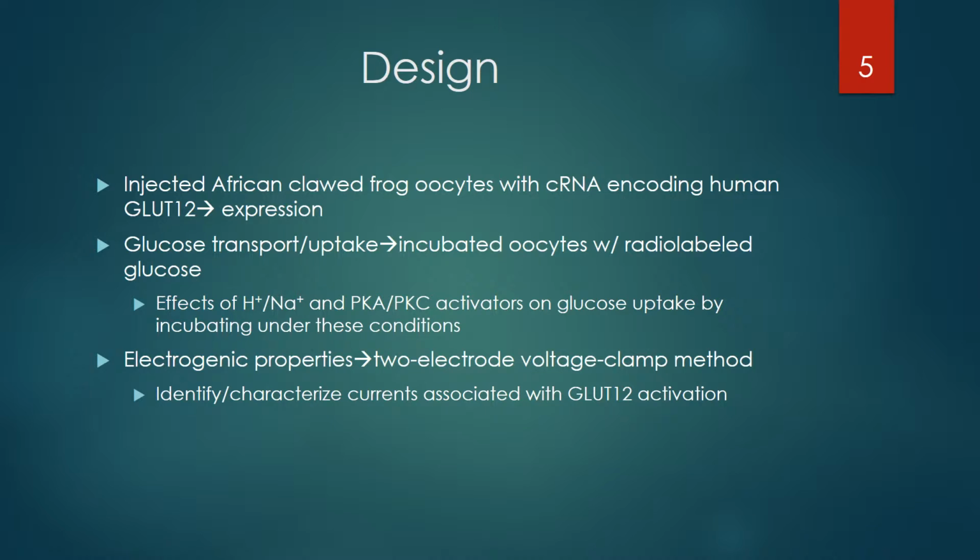And then they incubated these cells with the glucose transport molecule under these different conditions of ions and kinases in order to determine the effects that they had on the glucose transport. And then they also performed this electrophysiological method of using the 2-electrode voltage clamp to identify how the ions and kinases were affecting the currents associated with activation of this glucose carrier molecule.